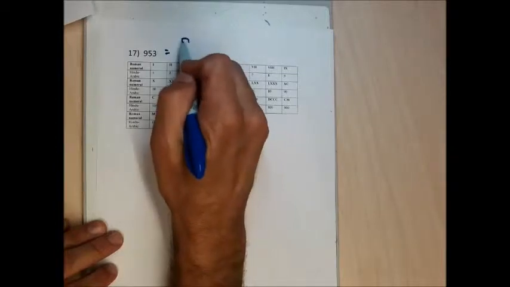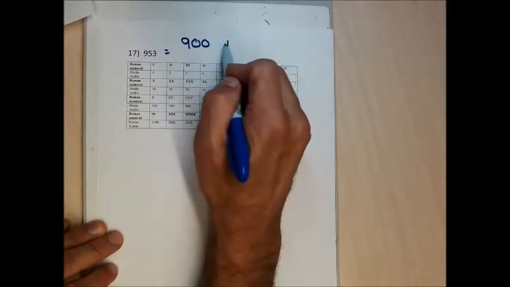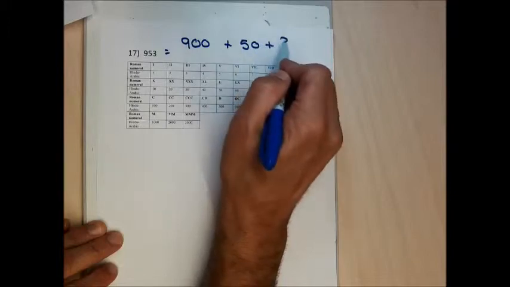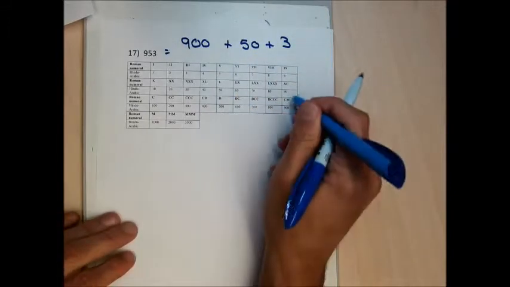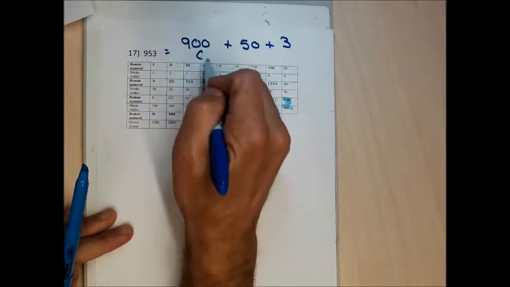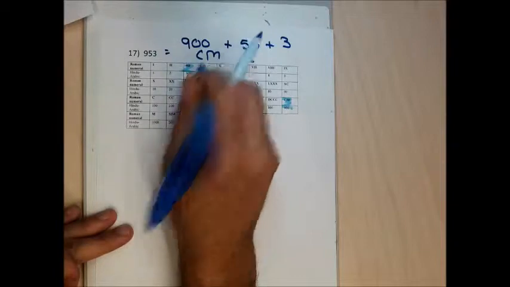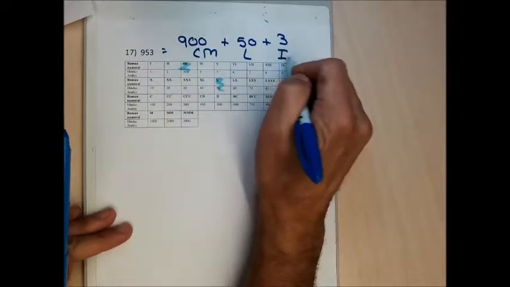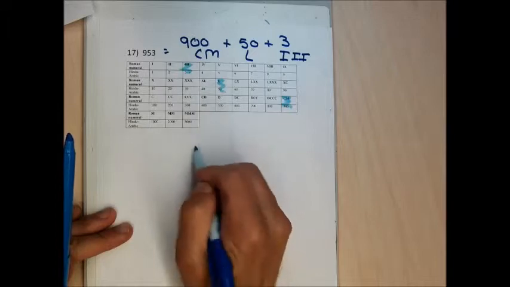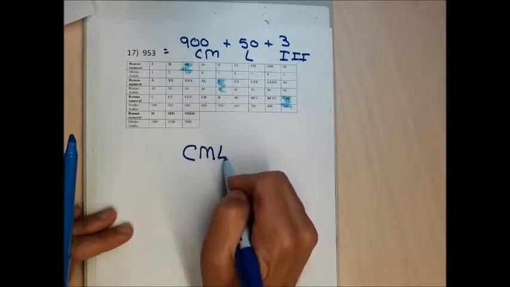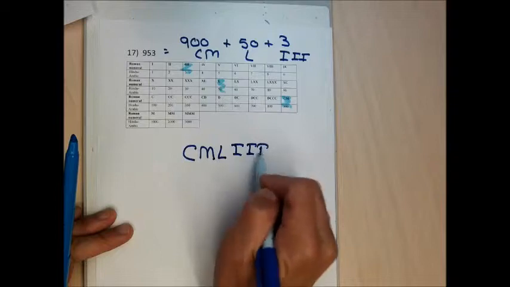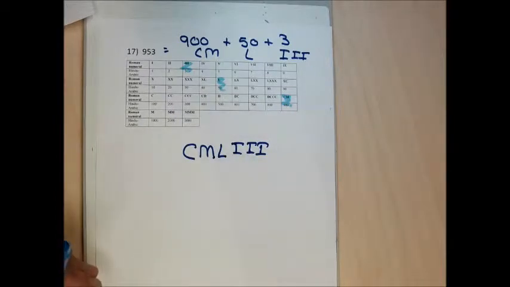Last easy one, then we'll do the backwards ones. 953 is 900 plus 50 plus 3. 900 is CM. 50 is L, and 3 is III. 953 as a Roman numeral is going to be CMLIII. And I'm checking my answers to make sure I'm not writing anything silly down as I'm doing these, which you should always be doing too.